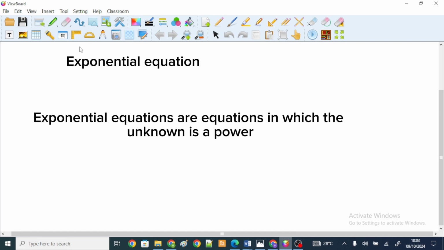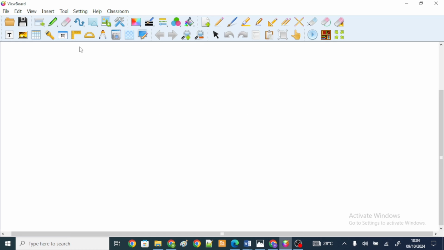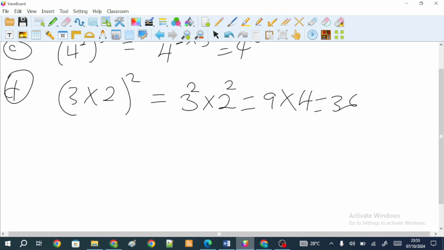To solve an exponential equation, we will have to apply the laws of indices. The trick there is to try to write the bases to be the same. When we write the bases to be the same, then we can equate the powers. So one of the tricks to solving exponential equations is to make sure that the bases are the same, and once the bases are the same, we are going to equate the powers.